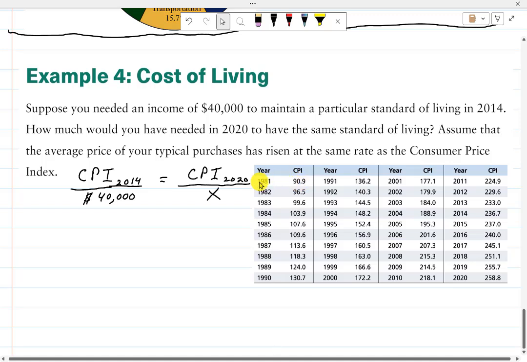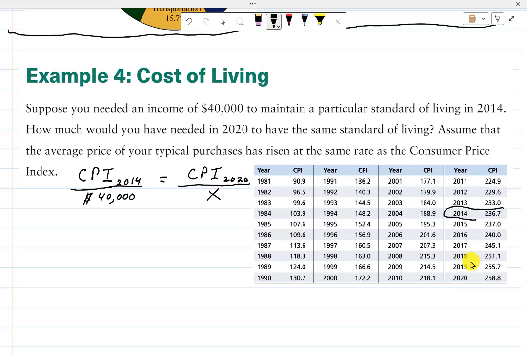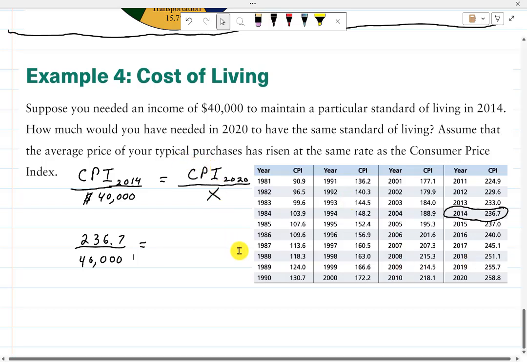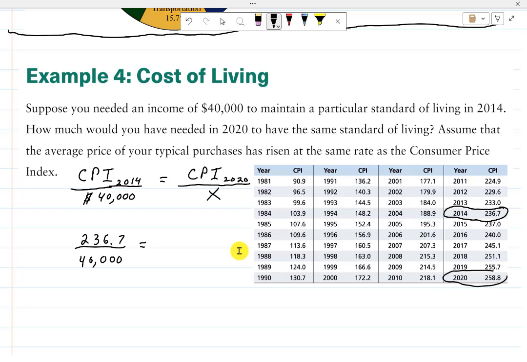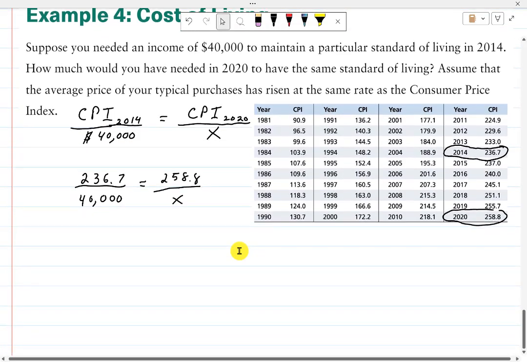Anyway, here's how the equation is going to work. I'm going to put my CPI in 2014. Let me find it in this table. That's this one right here. So I'm going to put the 236.7 in that spot, and I'm going to drop the dollar sign for a while. Now let me find it for 2020. That's down here, 258.8, and we don't know what the value is. So let's cross multiply.